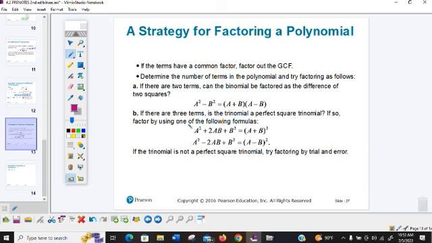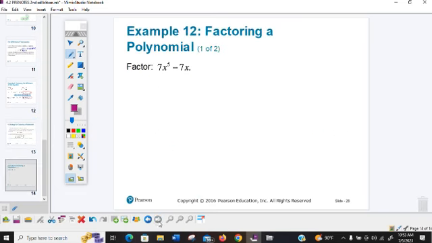Now the third thing, if they have 3 items, a trinomial, okay, you want to list all the factors, just like we did, list all the factors of the first term and the last term, and keep checking trial and error until you find the correct one. So let's try that on this next one.